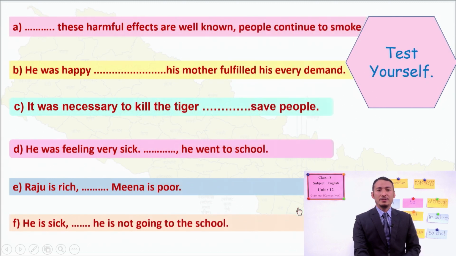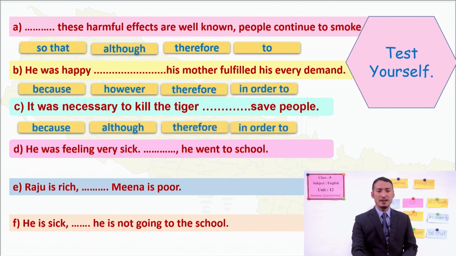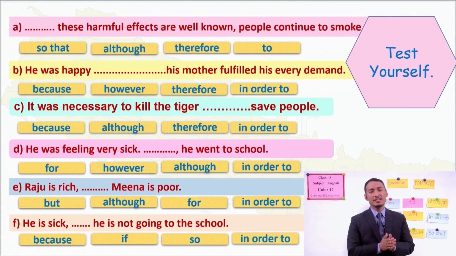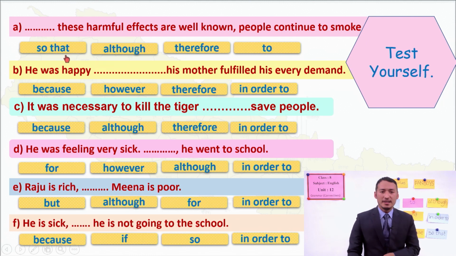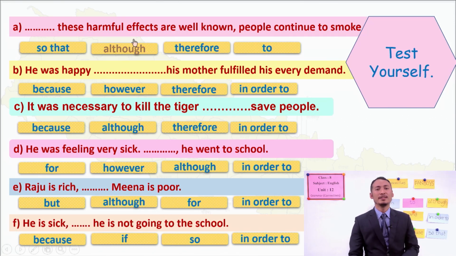Okay, now let's do one more test or exercise for testing yourself, how much you have understood. Let's see the choices here. You have alternatives to choose. So, harmful effects are well known. People continue to smoke. Can you guess the right one? Is it so that, although, therefore, or to? Okay, so here we have, yes, as you have said, although.